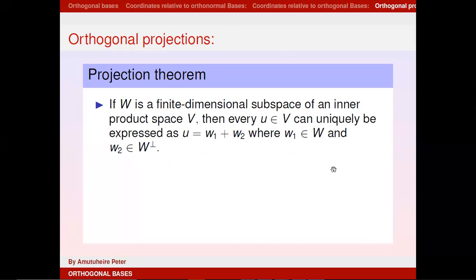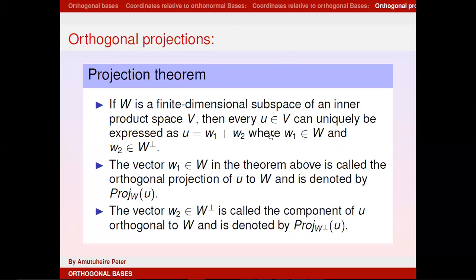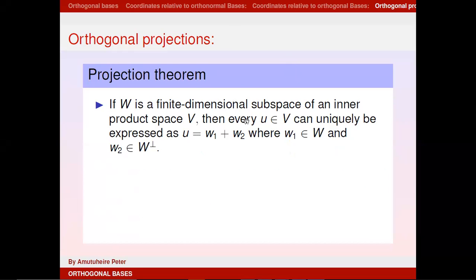But we are back to the projection theorem. So the projection theorem is basically telling us that every vector u in V has two components. It has W1, which belongs to the subspace W, and this subspace W is a space of all vectors which are orthogonal to other vectors in V. In other words, it is the subspace of the orthogonal vectors.